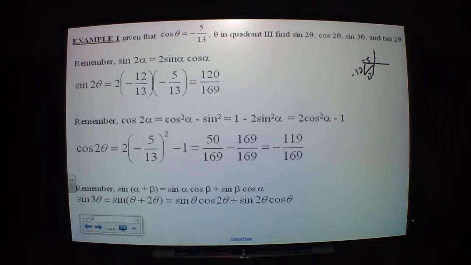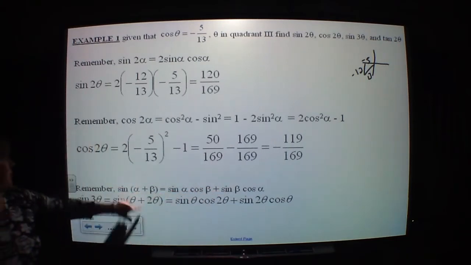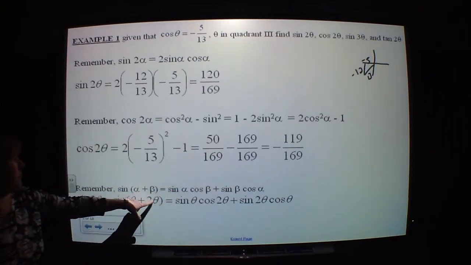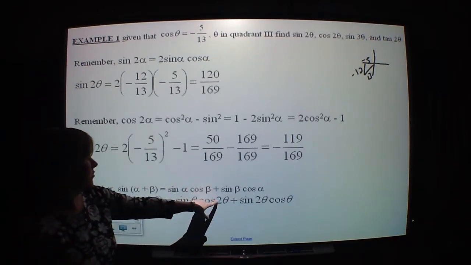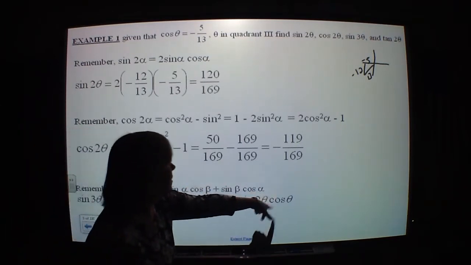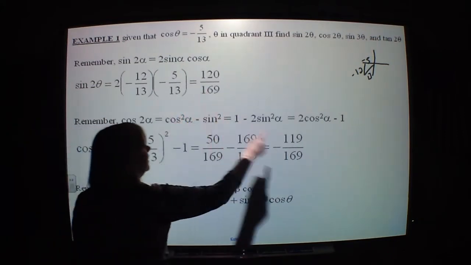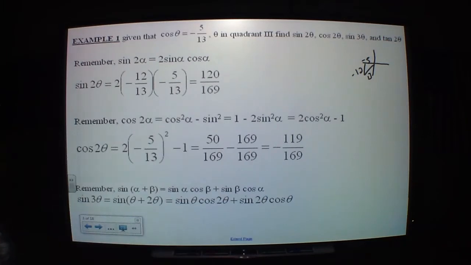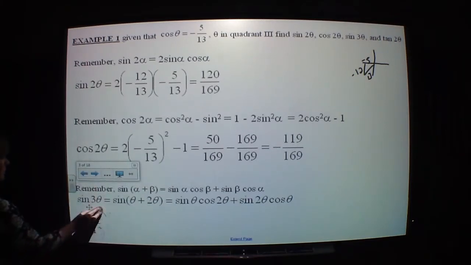Now, sine of 3 theta. Well, remember sine of alpha plus beta, what that's equal to. Well, instead of alpha plus beta, I could call it theta and 2 theta. So I could use the formula sine of theta, cosine of 2 theta, plus sine of 2 theta, cosine of theta. I already know what sine of 2 theta and cosine of 2 theta are, so I just plug them in. And you also know what sine and cosine are, so plug in everything you know.